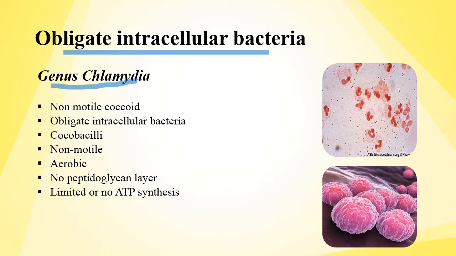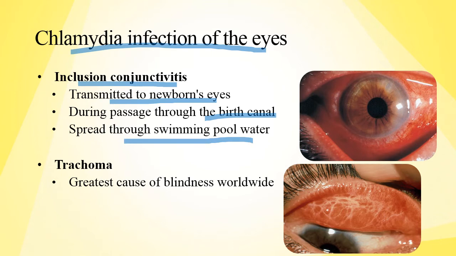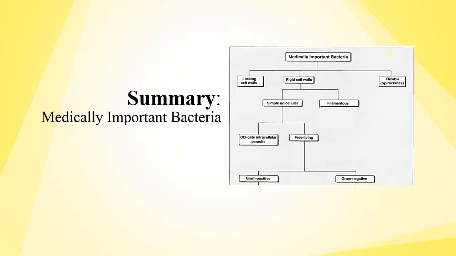Chlamydia bacteria also lack a peptidoglycan layer and are not able to carry out, or have only limited, ATP synthesis. Chlamydia is often related to eye infection, for example inclusion conjunctivitis. Inclusion conjunctivitis can be transmitted to newborns' eyes through the birth canal, and sometimes it is also spread through swimming pool water. Another infection is trachoma, which is the greatest cause of blindness worldwide. So we have already covered this part of the medically important bacteria.